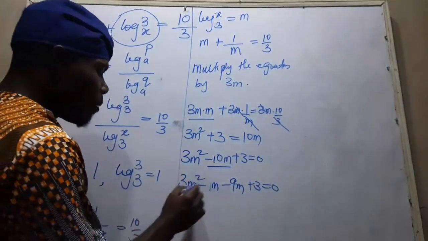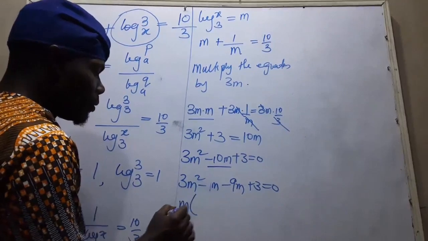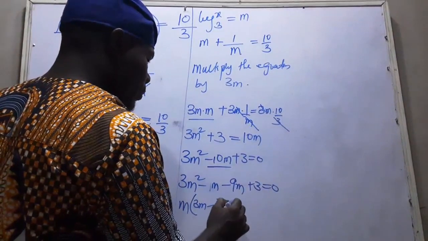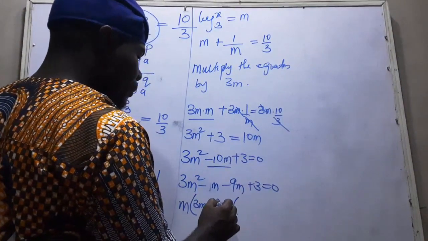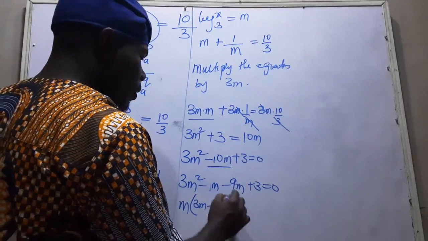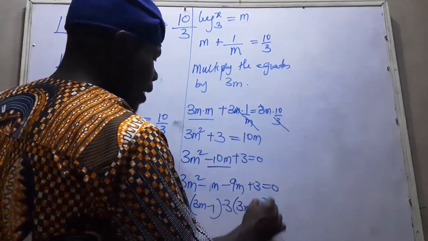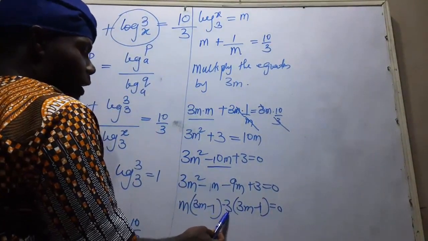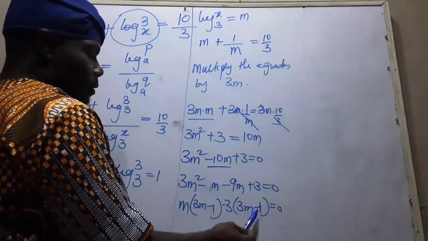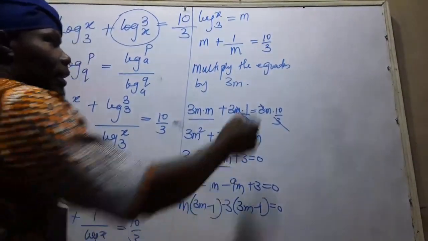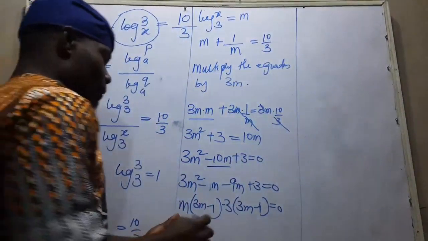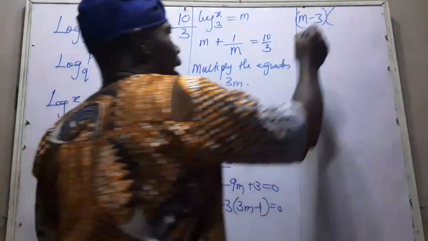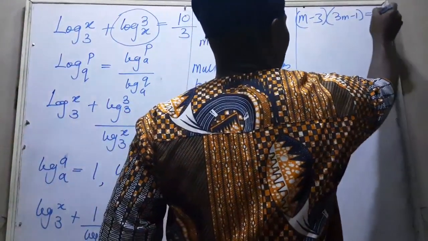From here, what is common? m is common. We have m times 3m minus 1. Here, minus 3 is common. We have minus 3 times 3m minus 1 is equal to 0, because minus 3 times 3m gives us minus 9m and minus 3 times minus 1 gives us plus 3. So let's group it and see what we have: m minus 3 times 3m minus 1 is equal to 0.